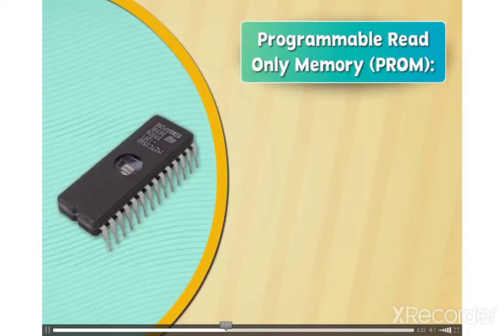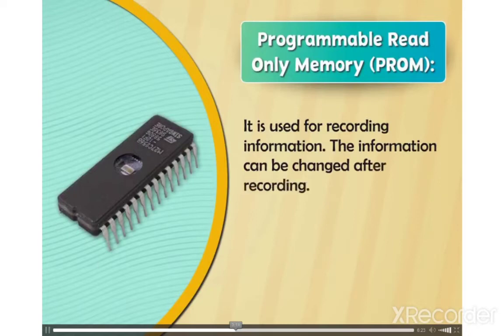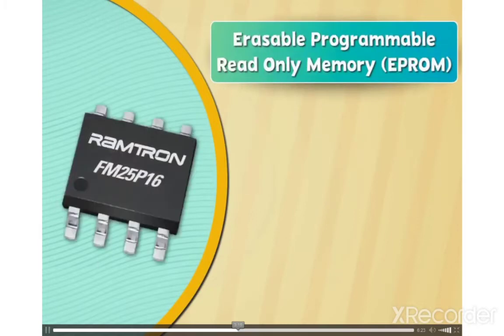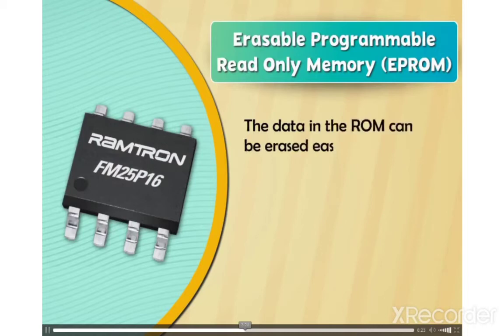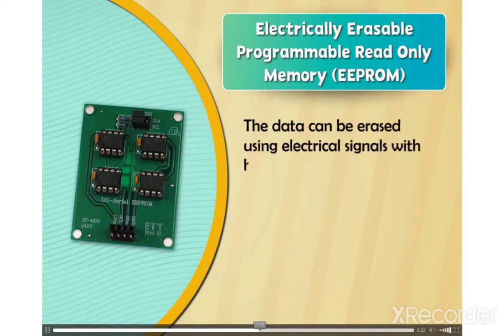Programmable read-only memory, PROM. It is used for recording information. The information cannot be changed after recording. Erasable programmable read-only memory, EPROM. The data in this ROM can be erased easily using ultraviolet light. Electrically erasable programmable read-only memory, EEPROM. The data can be erased using electrical signals with the help of this ROM.